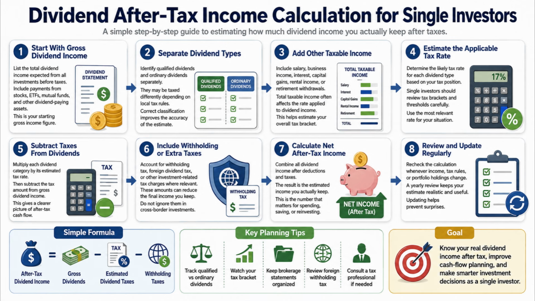First, start with gross dividend income. This means listing the total dividend income expected from all investments before taxes. It may come from stocks, ETFs, mutual funds, or other dividend-paying assets. This is the starting figure and gives a clear base for the calculation.